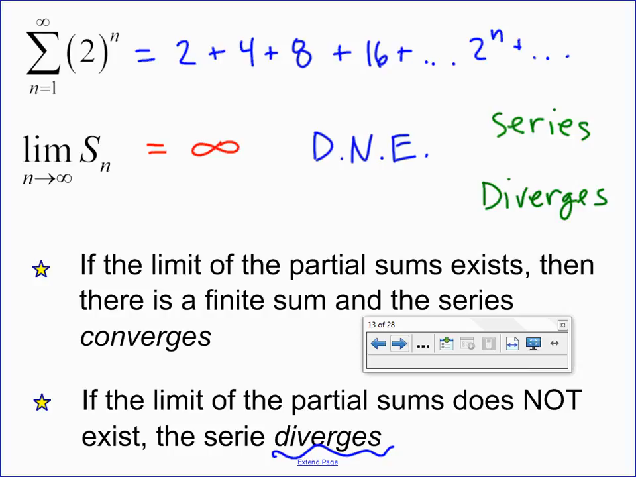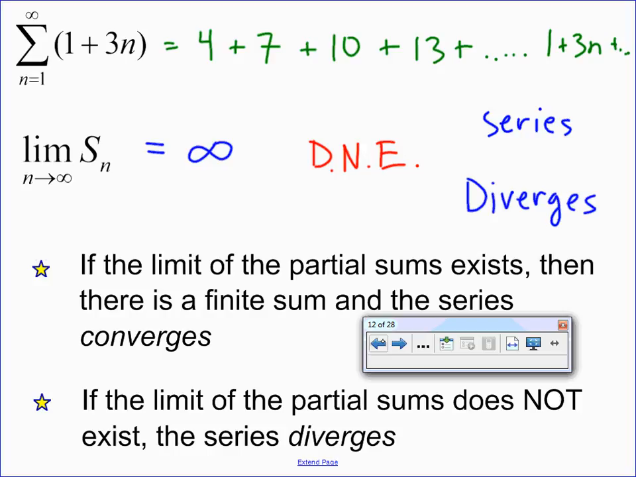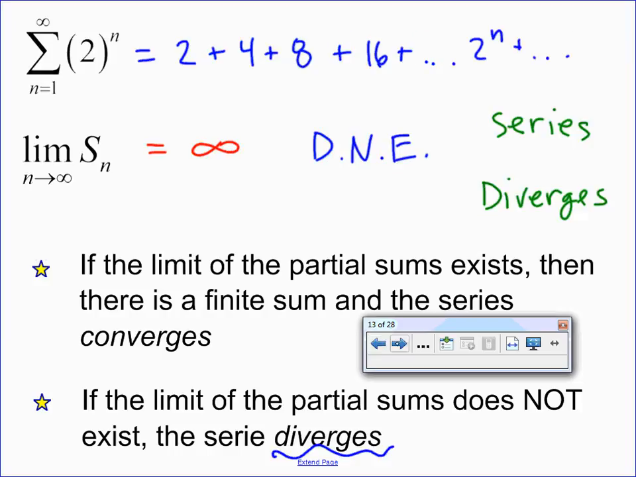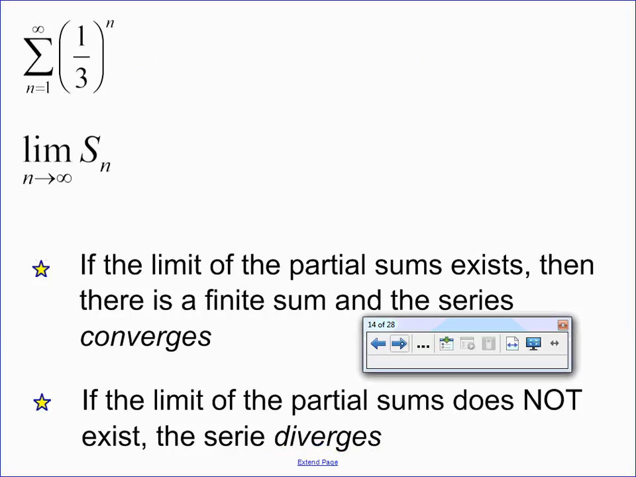Well, it feels like we're not really getting anywhere. We looked at an arithmetic sequence, and then the sum of an arithmetic sequence, and we got diverges for that series. We looked at the sum of a geometric sequence, and we got diverges for that series. Let's consider another one.